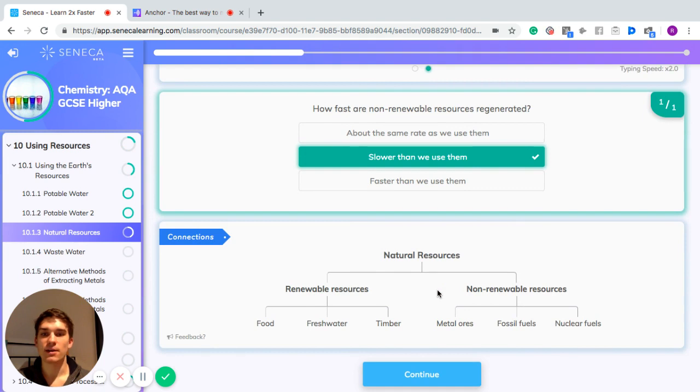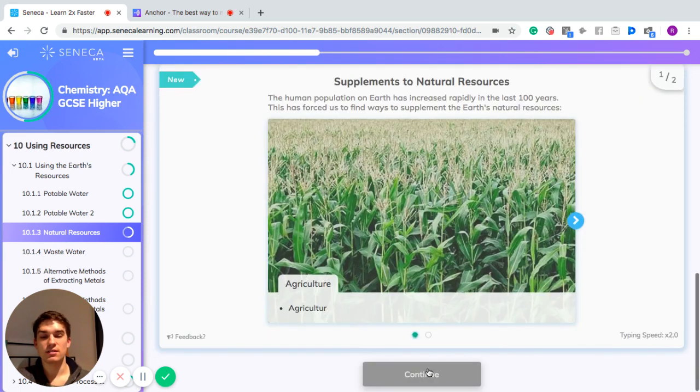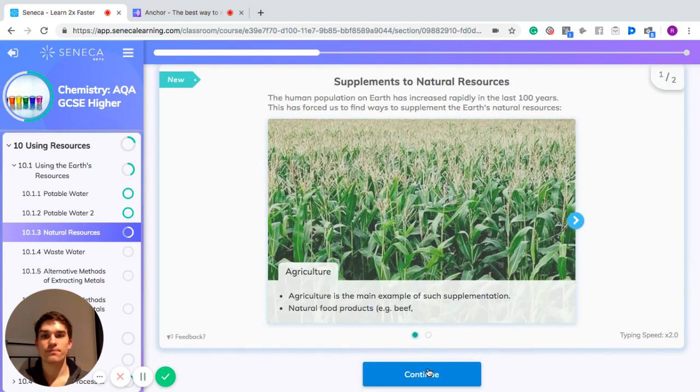So to recap that, natural resources can be split into two sections. Renewable resources, some examples of which are food, fresh water, and timber. Those things are produced by nature quicker or at the same rate as which we use them. And we've got non-renewable resources such as metal ores, fossil fuels, and nuclear fuels, which are regenerated at a slower rate to how quickly we use them.